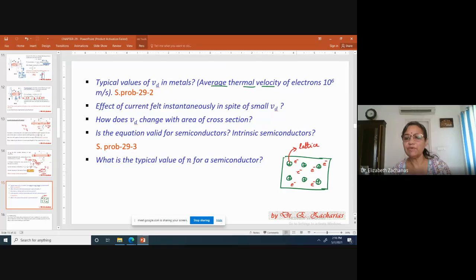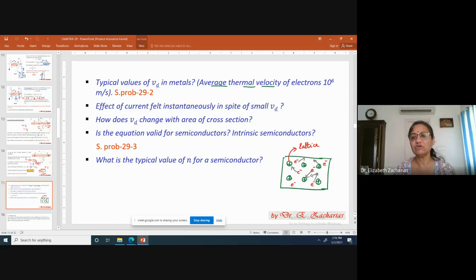These free electrons will be in a state of random motion. They will be moving in all directions like this. And in the process, they will be hitting against another electron or the lattice, and then they will change direction. So this keeps on happening. This random thermal motion keeps on happening.